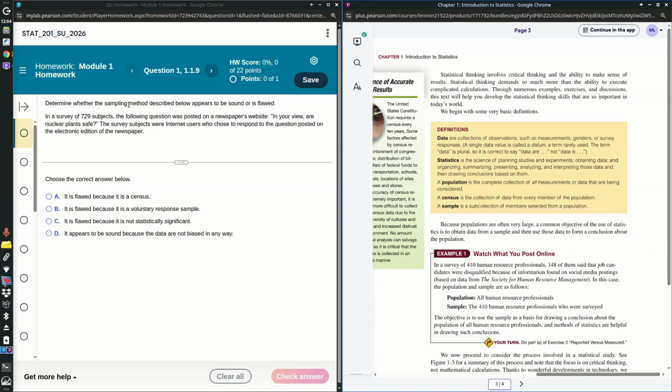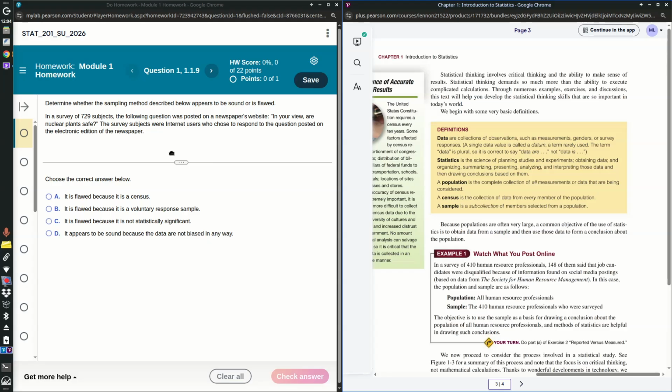So we've got this scenario and we want to answer the question. It says in a survey of 729 subjects, in your questions you might have different numbers, the following was posted. In your view, are nuclear plants safe? The survey subjects were internet users who chose to respond, posted on the electronic edition. So a lot of times what we're going to learn in stats is our data is going to be only as reliable as the methods that are used to collect it.